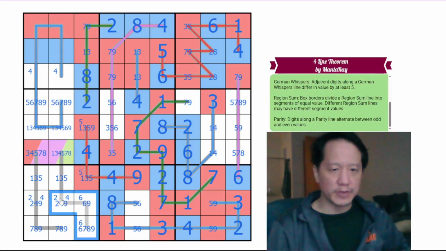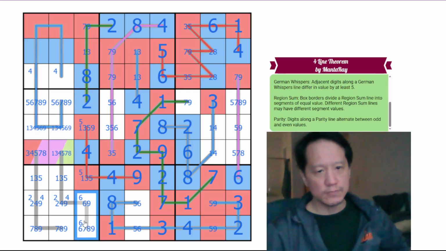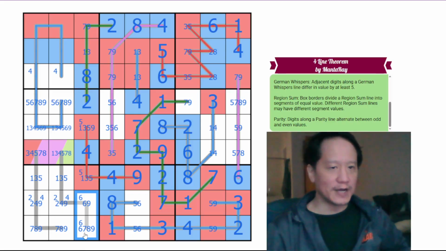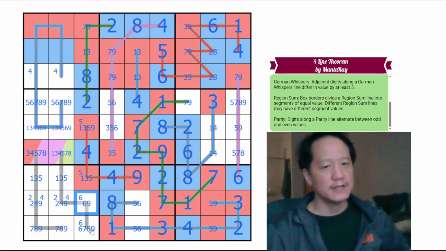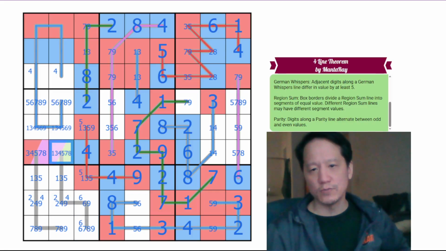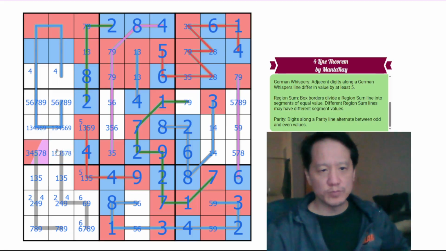Can this be Renban? It still could be. Ah, but it cannot be Whisper 5 anymore. Because if it's Whisper 5, 6 has to be one of these 2, and 6 can't be next to 9, and 6 can't be next to 2 unique digits on a Whisper 5 line. So this is Renban. Which means this cannot be Renban, this is parity here. Okay. So that should tell us a lot.